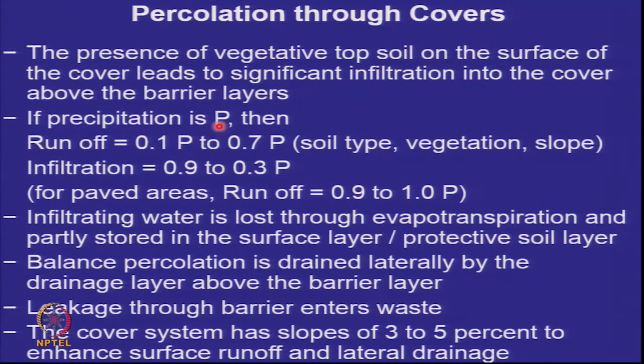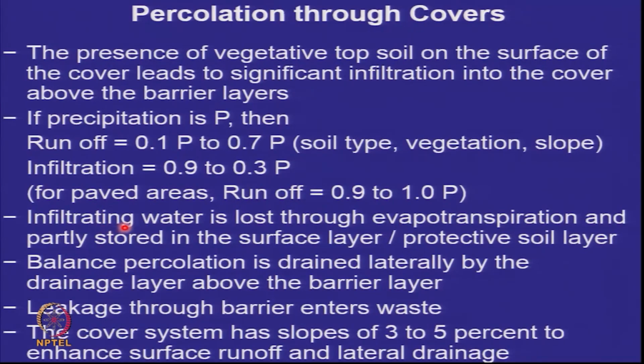So if precipitation is P, then typically the runoff depends on the type of soil, the vegetation, the slope, but runoff will be high when soil is fine grained, vegetation is well established and slope is high. But if precipitation is falling on gravel, what will happen? It's coarse grained, vegetation cannot grow on gravel, the water will go in. So depending on the soil, you will have infiltration which may be 90% to 30% of the precipitation. For paved area, as I said, all the water runs off.